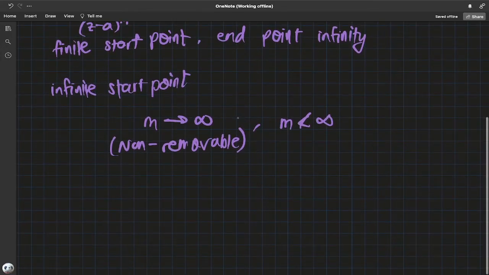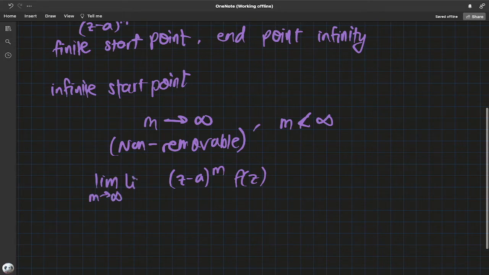And that's why we can't really use this method of z minus a to the m times f of z to check whether this is finite or infinite, because we would also need to take the limit as m goes to infinity along with the limit that z goes to a. So this exercise is entirely pointless.